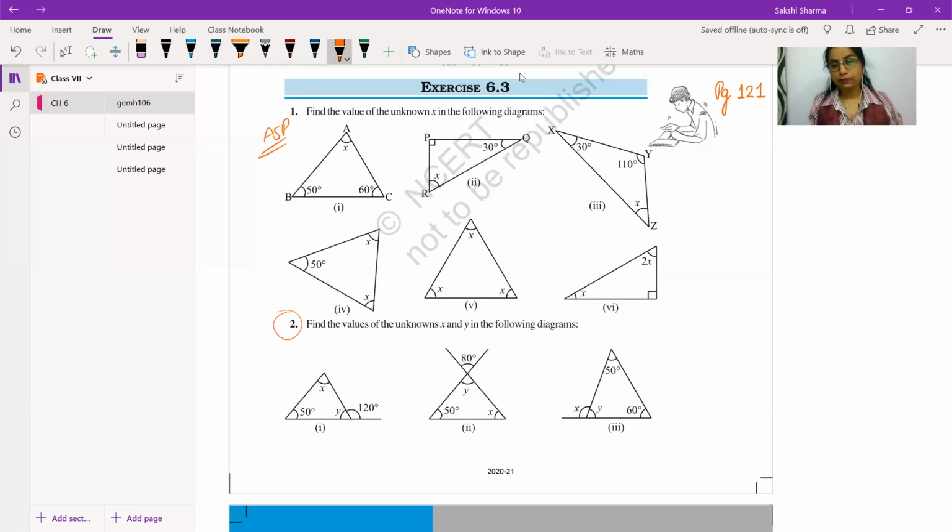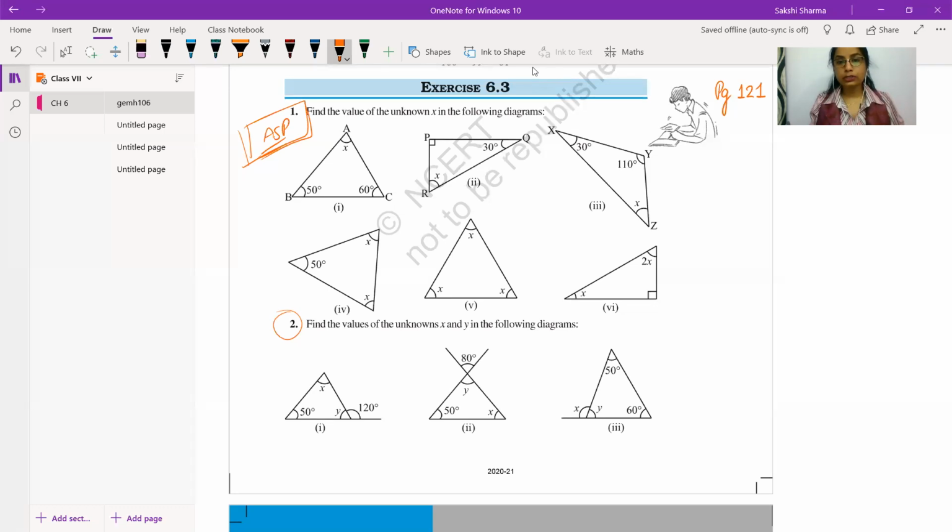Now, how do you identify whether you have to use angle sum property or any other property? If you look at all the parts in the first question, 1, 2, 3, 4, 5, 6, where are the marked angles? In the interior. In each of these 6 parts, all the angles that are marked or missing are in the interior. So we will be using angle sum property, because in angle sum property we use the interior angles of the triangle.